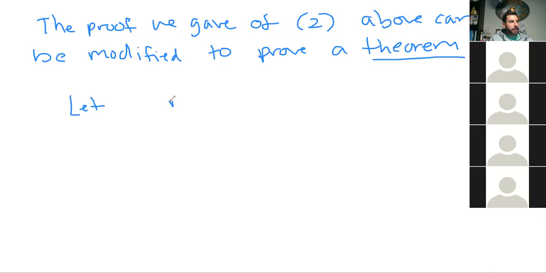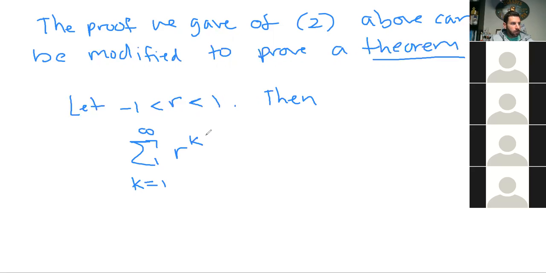Let R be any number between -1 and 1. Now, why am I using R? I don't know. I can use any letter on the planet. I'm using R. It's convention. Most books use R. Then this series, the series k equals 1 to infinity of R to the power k.